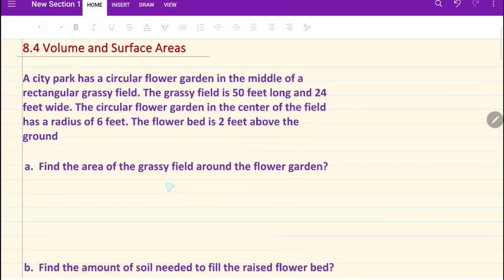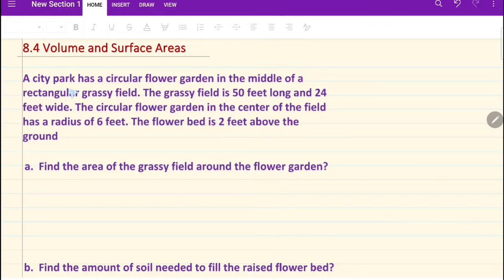Hello everyone. In this recording, we are going to work through an application problem which involves finding areas and volumes. I'm first going to read through the question given here, look at the information, and then we'll try to understand what we need to solve about this question, right?